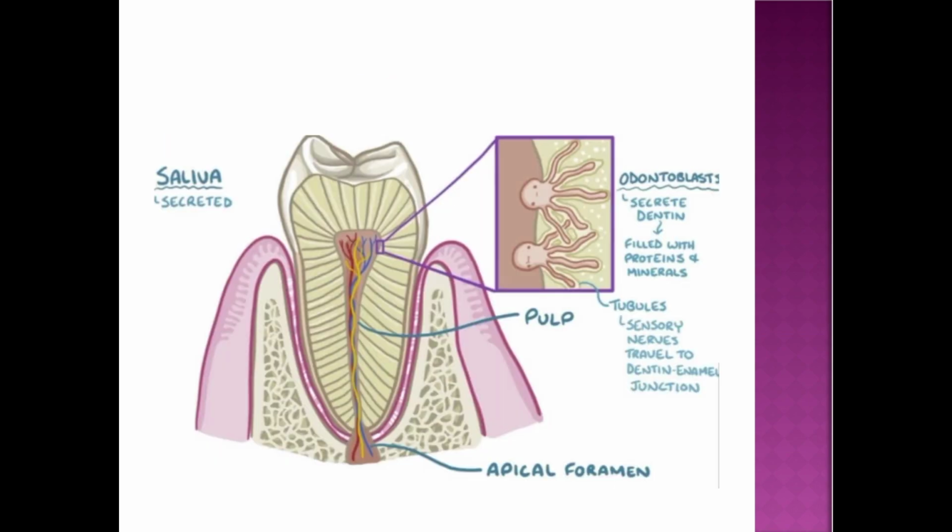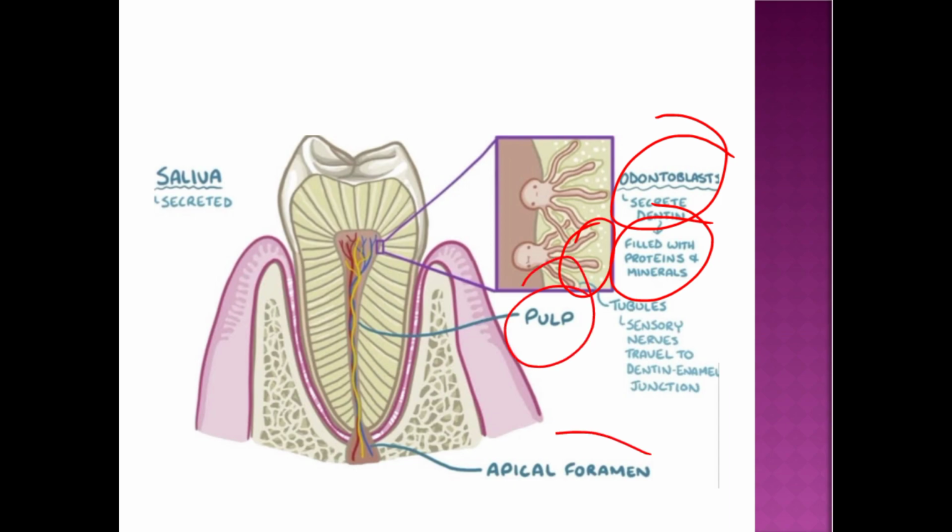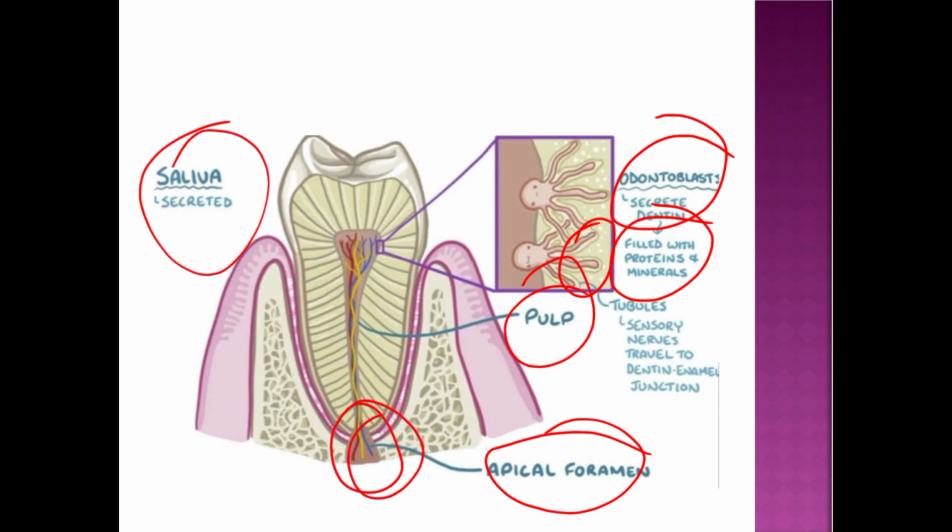Let's move on. You can see here the odontoblast layer. This odontoblast layer secretes the dentine, and then they are filled with either minerals or proteins. These are dentinal tubules, as you can see. The tubules also have sensory nerves that travel to the dentine-enamel junction. You can see it's a pulp, and the periapical foramen is very important, and then saliva.